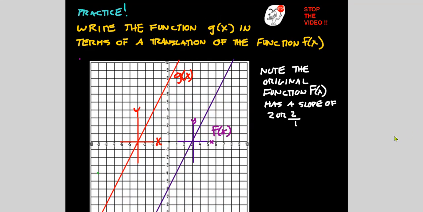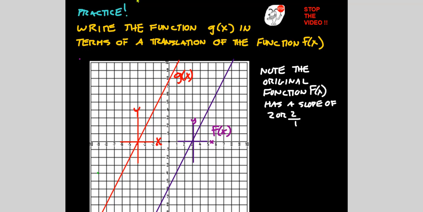Alright, we're finally at our last question here. When I'm done talking, stop the video and see if you can again write this function 3 different ways. So write the function g of x in terms of translation of the function f of x, and notice the original function f of x has a slope of 2 to 1. And also, just a hint here, use a horizontal translation from here to here to get yourself started. Okay, stop the video. See if you can write the function 3 different ways: 2 ways g in terms of f, and the other way in terms of x.